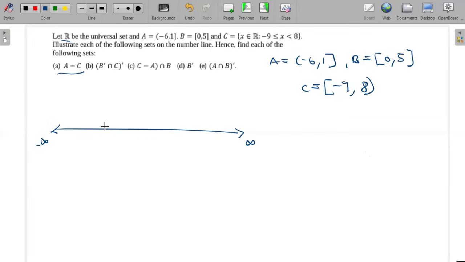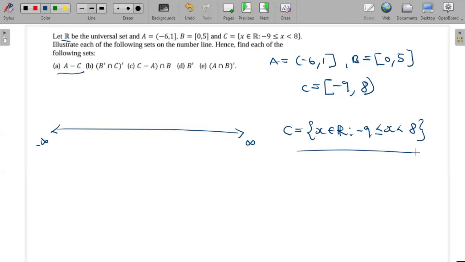Yes, sorry. I just missed how you found C. Okay, so how did we find C? C has been given. It says X, a member of the real numbers, such that -9 is less than or equal to X, less than 8, and so on.